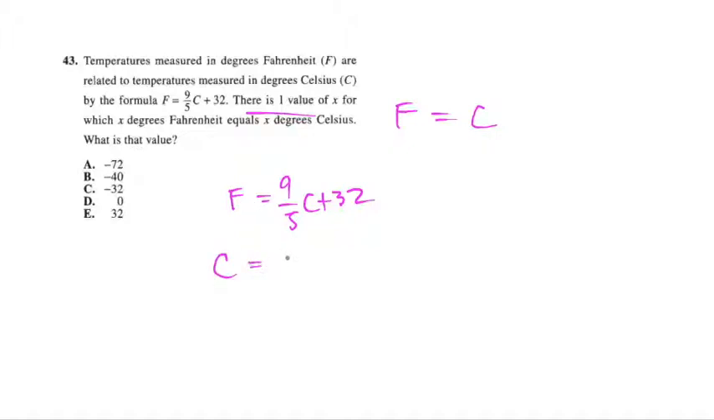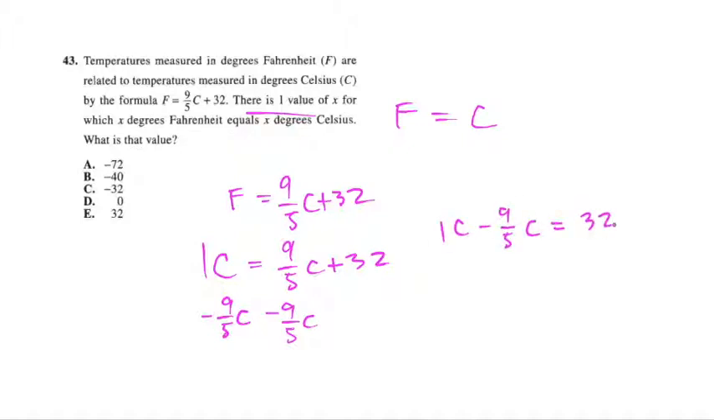So this is C equals 9/5 C plus 32. Now we want to put the C's onto the same side, so I'm going to subtract this over here. So that's really 1C minus 9/5 C. So 1C minus 9/5 C equals 32.